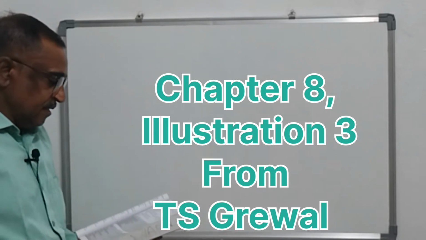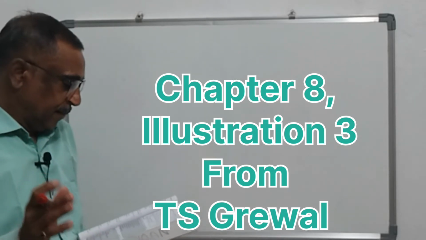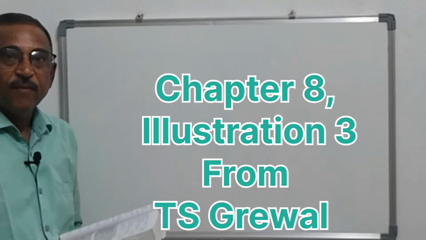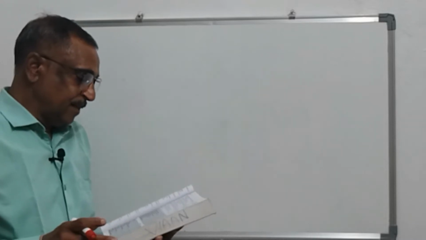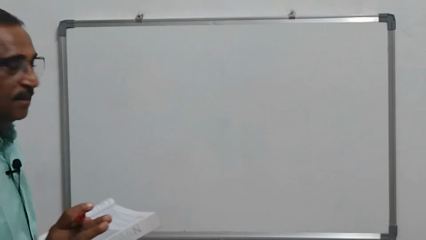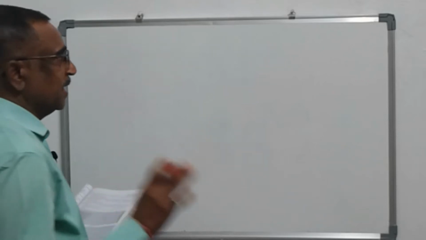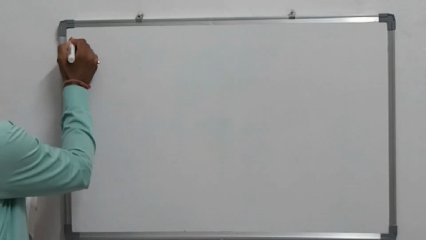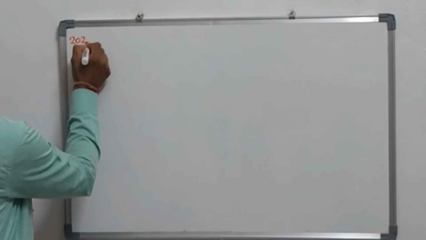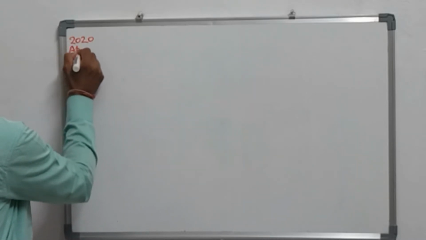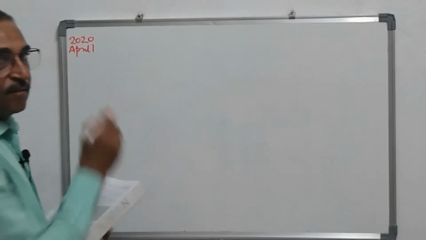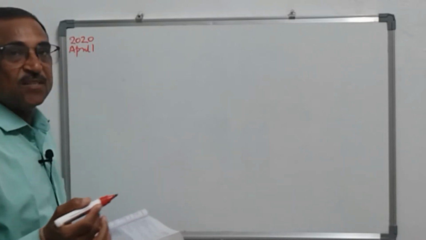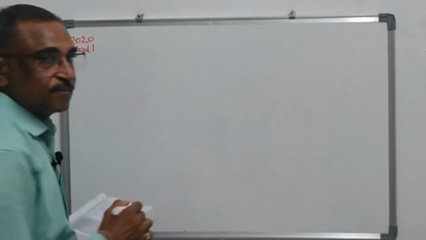The date is April 1 of year 2020. First entry is Nitin started business with cash 1 lakh. So it is 2020, April 1. First of all, we will write the date. And started business with cash 1 lakh.